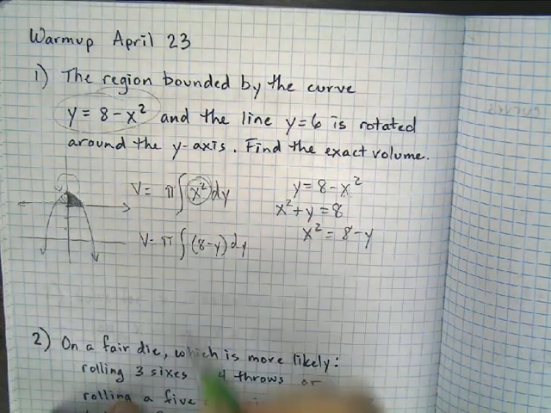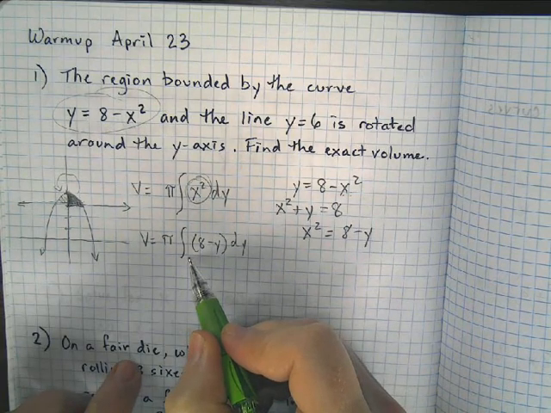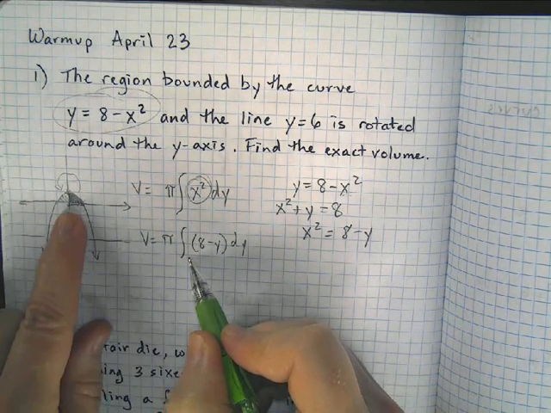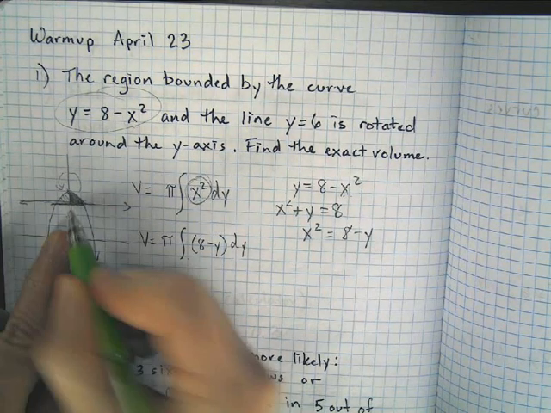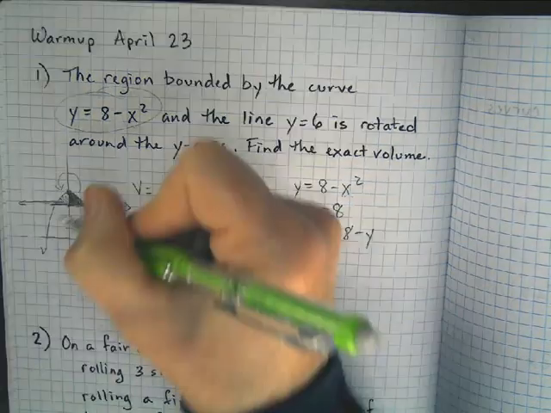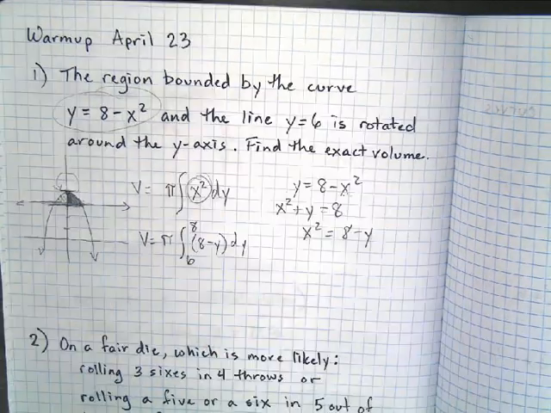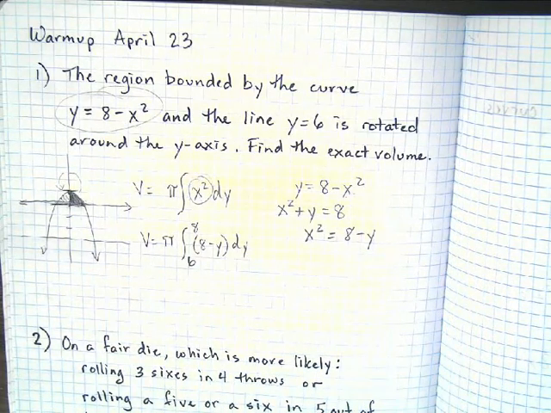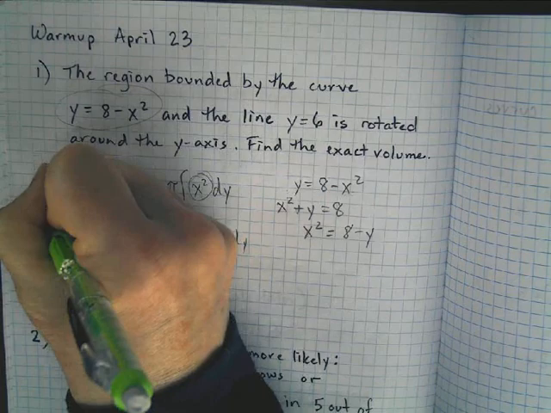Now I need to figure out what my a and b values are. Well, the a value is pretty easy because it's right here. It's this value right here. That would be 6. Oh, and actually my b value is really easy too, because where does it end up here? It ends at 8. So I can actually see those right on my graph. No need to do any additional work. There they are. Starts at 6, ends at 8.